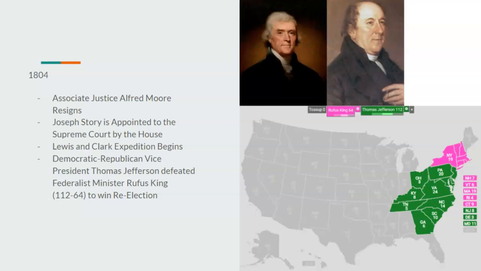The Associate Justice Alfred Moore would resign, and the House of Representatives would appoint Joseph Story to the Supreme Court. President John I would send Lewis and Clark out to do their expedition. And of course, the 1804 election, Democratic-Republican Vice President Thomas Jefferson would defeat Federalist Minister Rufus King 112-64 to win re-election in a landslide.